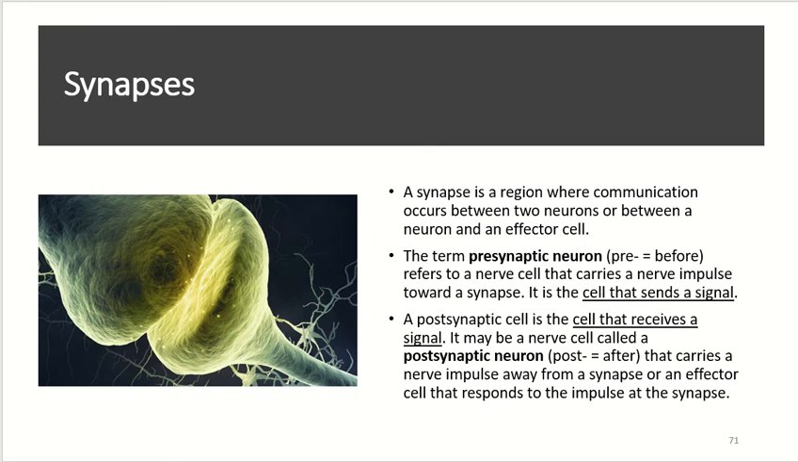So, a synapse is a region where communication occurs between two neurons or between a neuron and some sort of effector cell. The term presynaptic neuron, pre meaning before, is going to refer to a nerve that carries a nerve impulse towards a synapse. So in other words, it's the cell that's sending the signal. And then a postsynaptic cell is the cell that's receiving that signal. So it can be a nerve cell that would be called a postsynaptic neuron, post meaning after, that's going to carry a nerve impulse away from that synapse, or it can be some sort of effector cell that's going to respond to the impulse at that synapse.